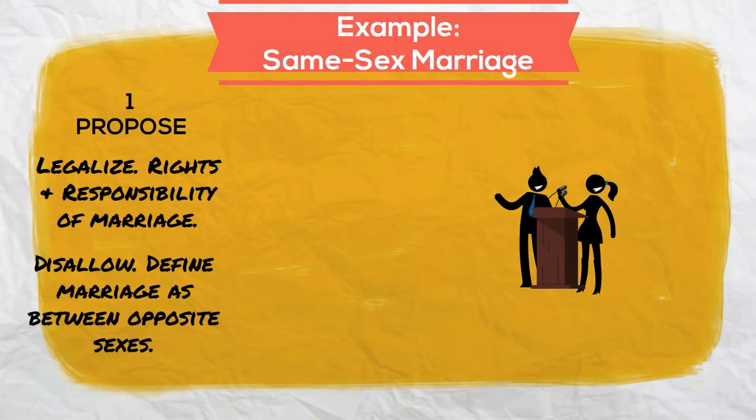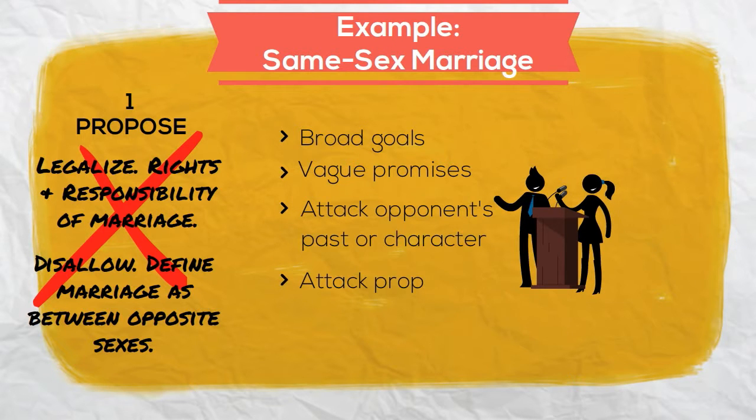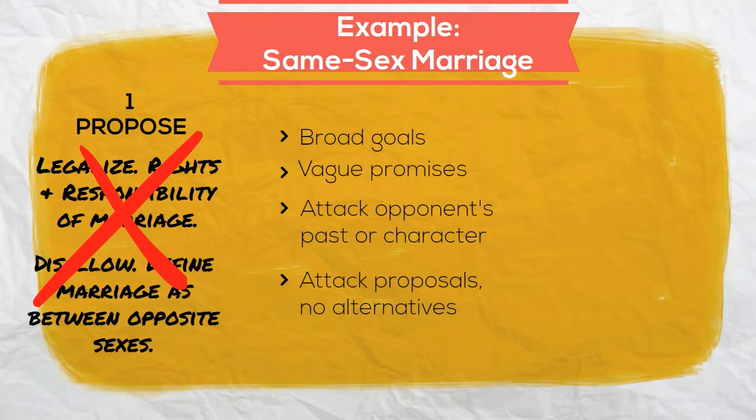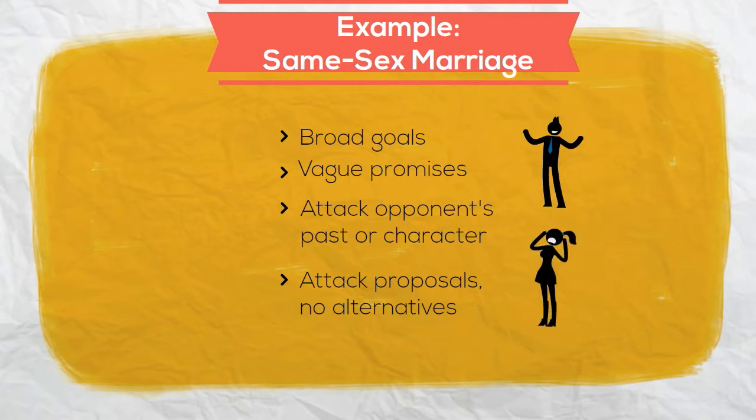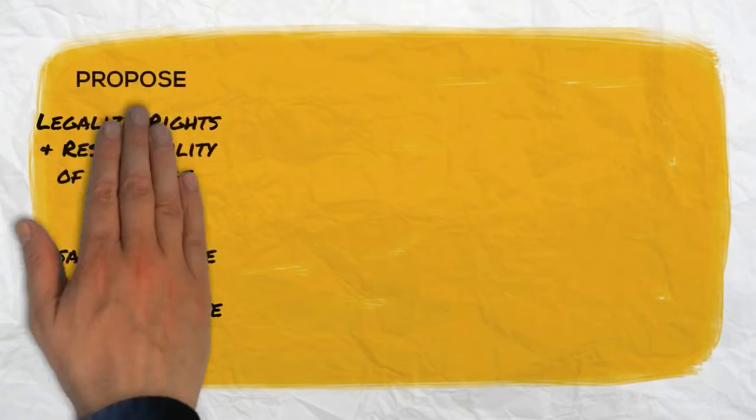However, instead of specific proposals, debaters and candidates often give broad goals or vague promises that sound kind of good, or they attack their opponent's past or character or their opponent's proposals, but don't give alternatives. Techniques like these are designed to arouse your emotions, but when you're emotional, it's harder to think logically. Don't fall for that.